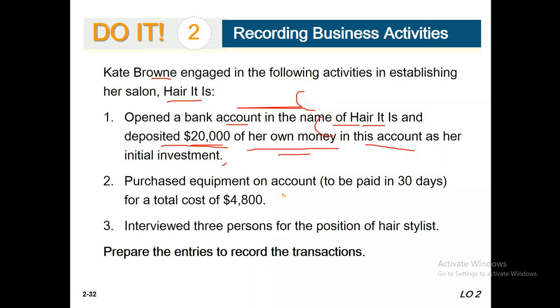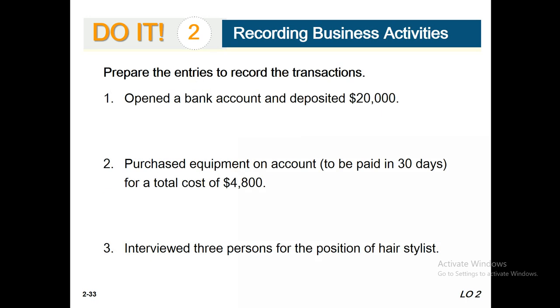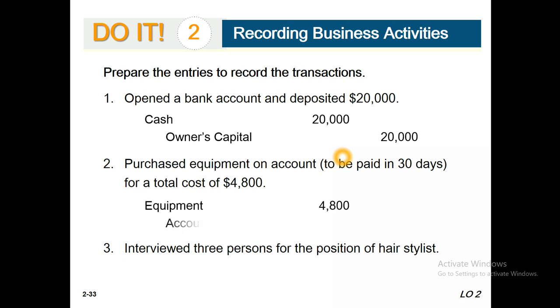And purchase equipment on account: for this transaction, equipment purchased will be debit and accounts payable will be credit. An interview of three persons for the position of hairstylist. Here no financial transaction, so no entry. So opening the bank account: cash debit, owner's capital credit. Number two, purchase equipment debit and accounts payable credit, and here no entry.